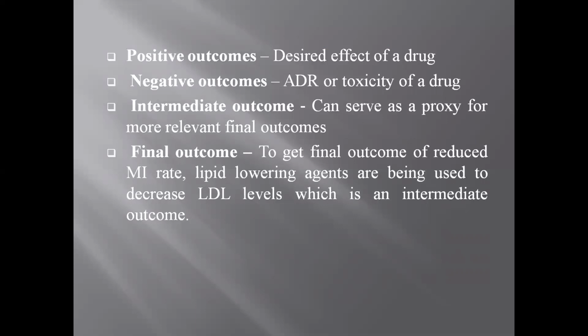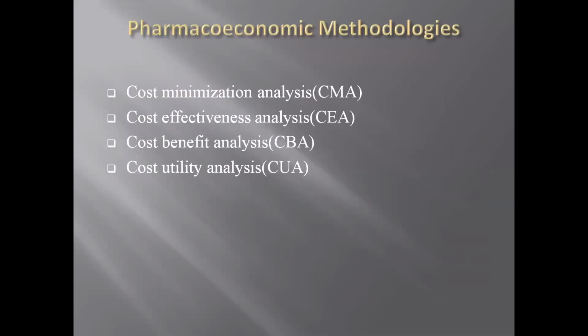Then the final outcome. To get the final outcome of reduced MI rate, lipid lowering agents are being used to decrease LDL level, which is an intermediate outcome. And coming to the methodology, there are mainly four methodologies. First one is cost minimization analysis, CMA. Second one is cost effective analysis, CEA. Third one is cost benefit analysis, CBA. And fourth one is cost utility analysis, that is CUA.